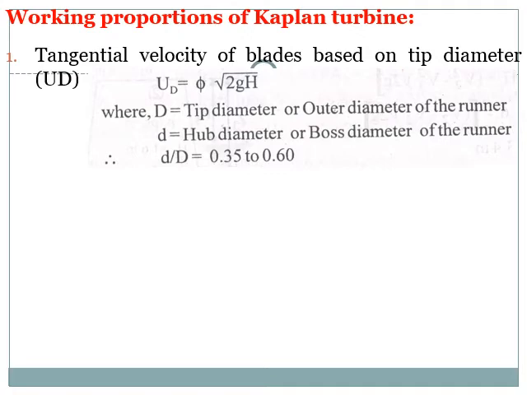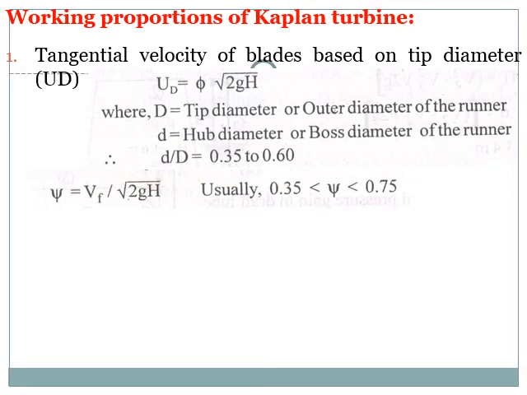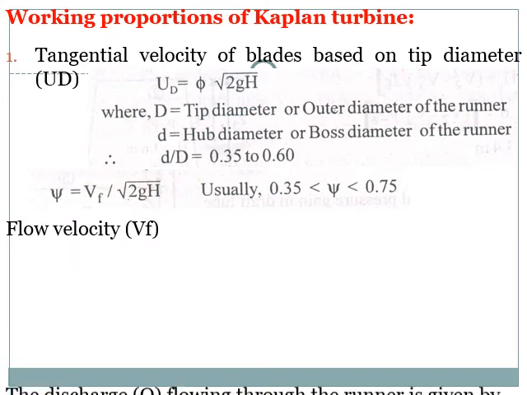Actually these ratios are maintained. The hub diameter to tip diameter ratio is taken as 0.35 to 0.60. The next one is the flow ratio. The flow ratio is equal to the ratio of Vf1 to V1. Vf represents the velocity of flow and the square root of 2gH is the theoretical velocity. Usually this flow ratio varies from 0.35 to 0.75. Vf is the flow velocity.